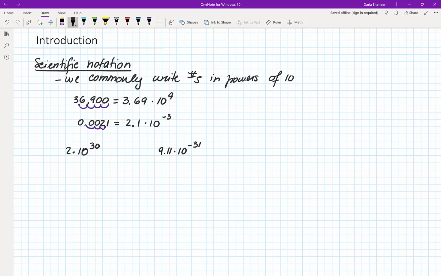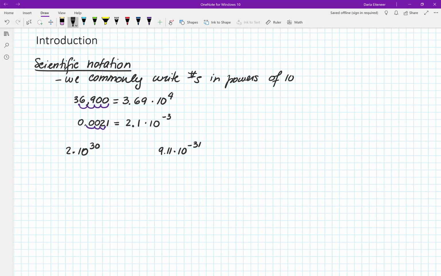By the way, that first number, 2 times 10 to the power 30, that is the mass of the sun in kilograms. And the second number, 9.11 times 10 to the negative 31, that is the mass of an electron in kilograms. You don't have to know this, you don't have to memorize it. I'm just giving you a couple of examples of numbers written in scientific notation.